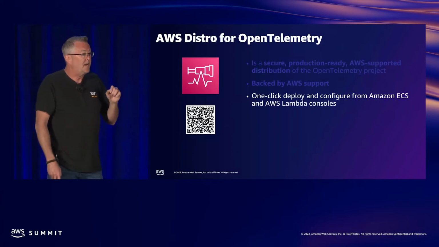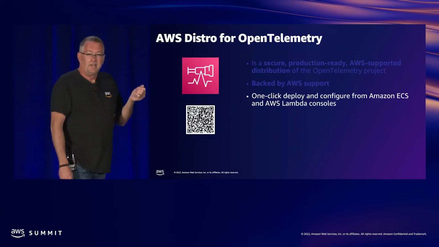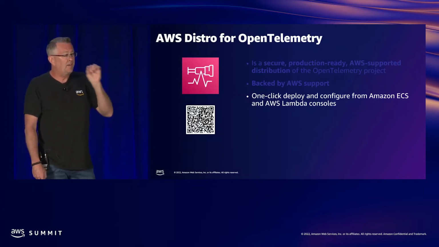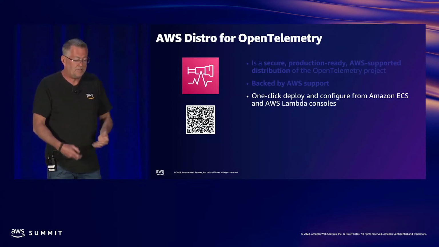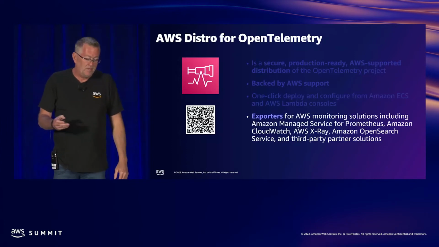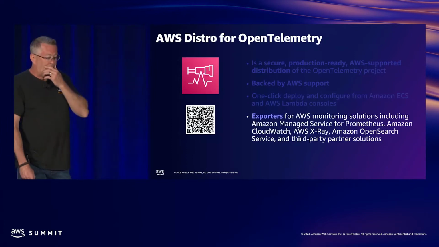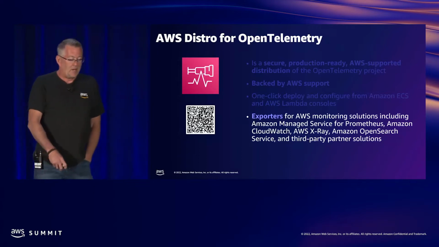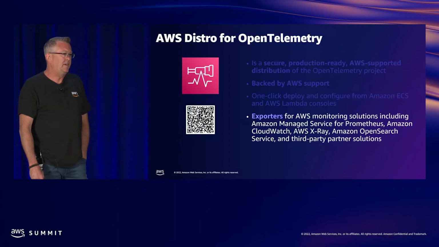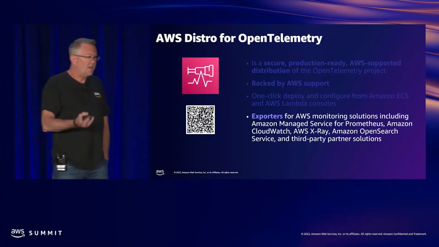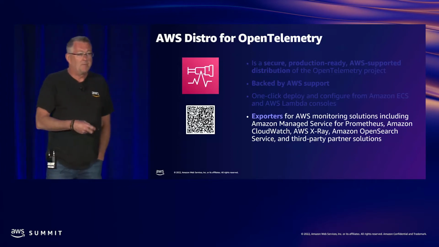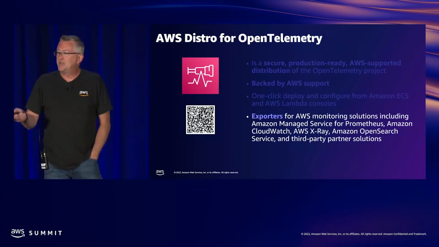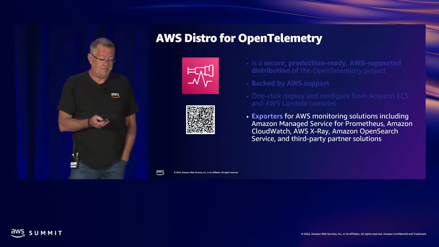For many of the services out there, such as Amazon ECS and AWS Lambda, it is a one-click deploy and configure in the AWS console, even through the APIs too. There are exporters right now for AWS monitoring solutions, such as Amazon Managed Service for Prometheus, Amazon CloudWatch, AWS X-Ray, Amazon OpenSearch Service, and other third-party solutions that you might find on the AWS Marketplace.